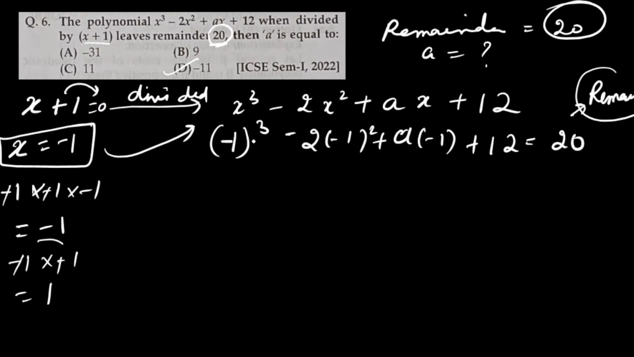Cube of negative is always negative. When we are doing cube of minus 1, it is minus 1 only. So here I am writing minus 1 minus square of minus 1. Square of negative is positive only.